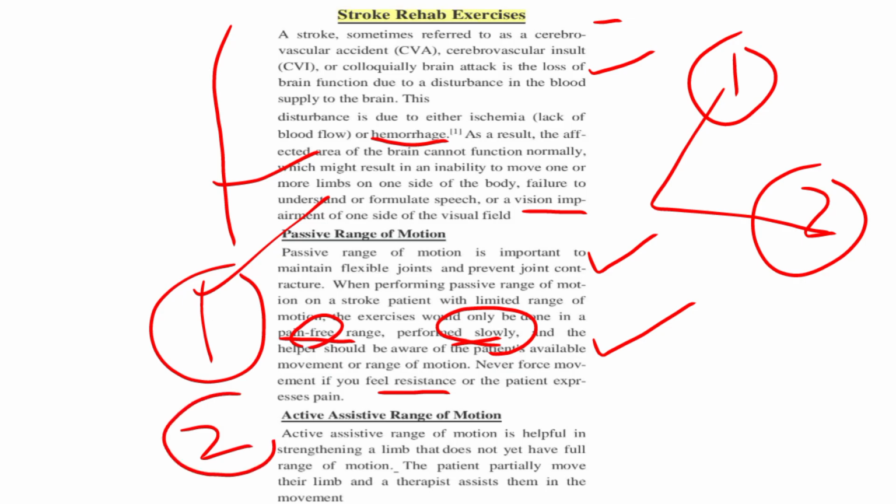Next, we have active assisted range of motion. When the patient is successful in performing passive range of motion, we go for active assisted range of motion with the help of a physiotherapist or any specialist. Active assisted range of motion is helpful in strengthening a limb that does not yet have full range of motion, but we can assist the range of motion. The patient partially moves their limb and the therapist assists them in the movement. This is also performed slowly and gently, and the patient's range of motion improves.